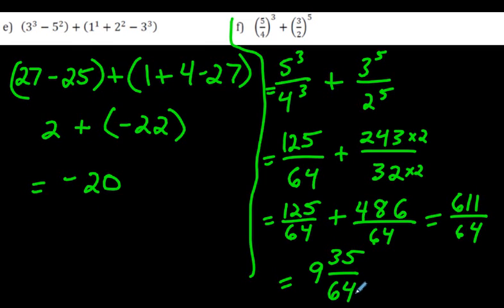Okay, and as far as I can tell, I think that 35 over 64 cannot be reduced. I don't think there's something that can reduce that. And you can check on your own calculator if you like, but I don't think there is, and I'm quite certain that we're going to have to stop here, and that it will be our final answer. So let's just go with it.